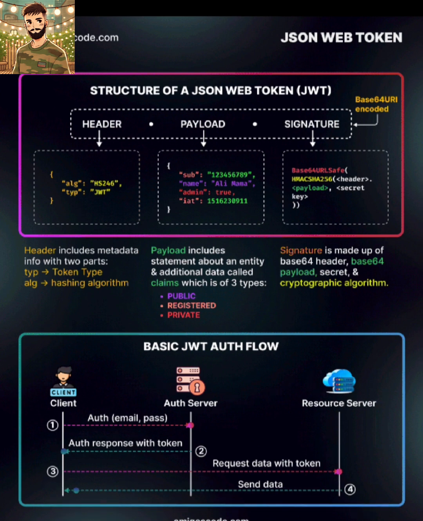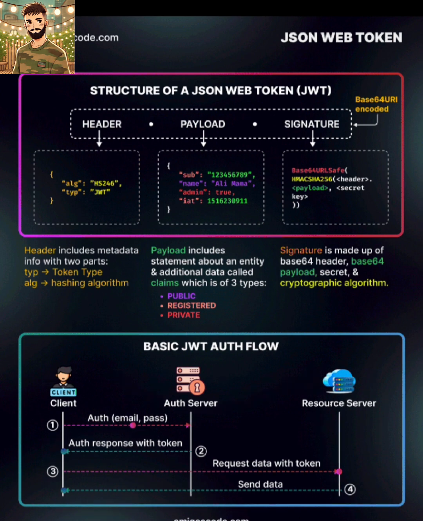The header, the passport's cover. This is like the cover of your passport. It tells us the type of passport, JWT, and how it's signed, the algorithm. It's the first thing a border agent checks. Instead of just showing the JSON, we could say, think of it as the issuing country and security seal information on your passport cover.